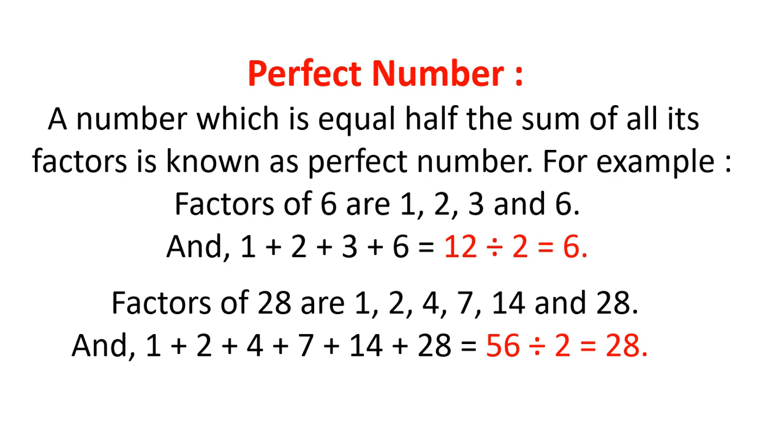Another example of a perfect number is 28. So the factors of 28 are 1, 2, 4, 7, 14 and 28. And 1 plus 2 plus 4 plus 7 plus 14 plus 28 is equal to 56. And 56 divided by 2 is equal to 28, which is the original number. So these are two examples of perfect numbers in which the sum of their factors is equal to twice the number of which the factors are listed.